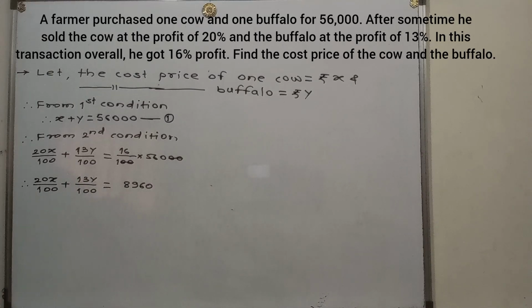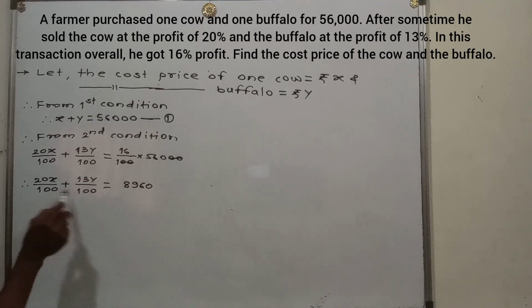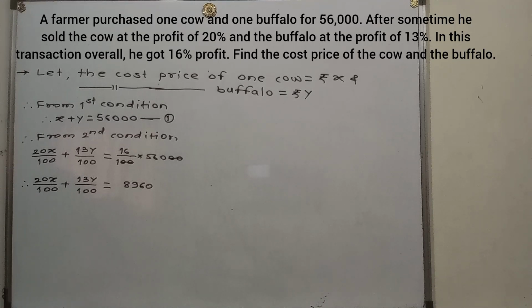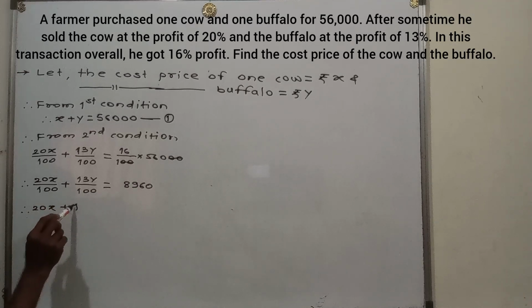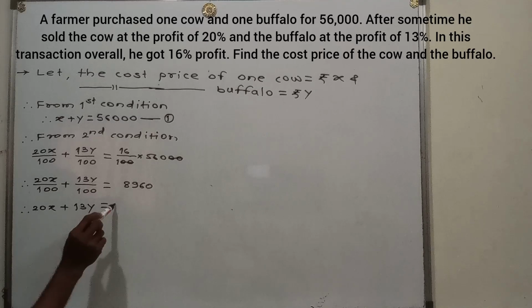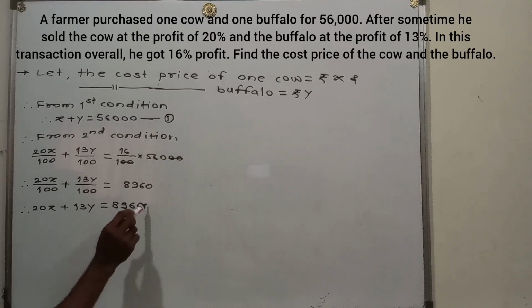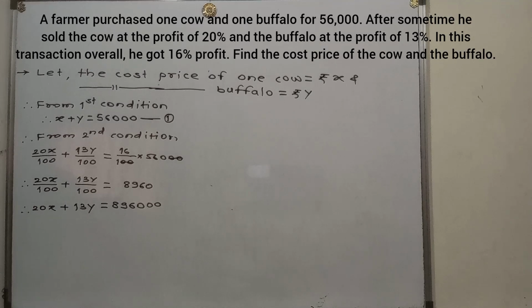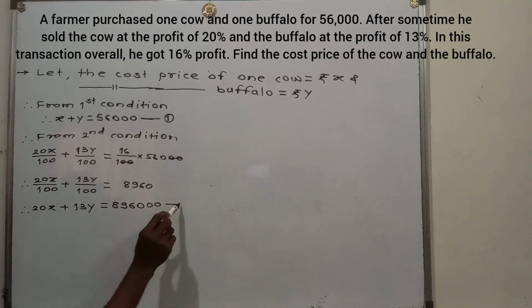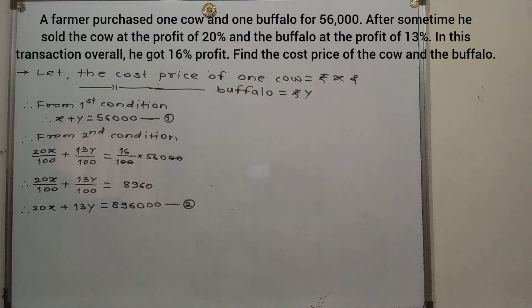Now multiplying both sides by 100 to eliminate the denominator 100. We eliminate these two denominators by multiplying both sides by 100. Therefore, 100 into 20x upon 100 means 100 cancel. In the same way here also 100 cancel, and we multiply here by 100, so we add 2 zeros. This is our equation number 2.